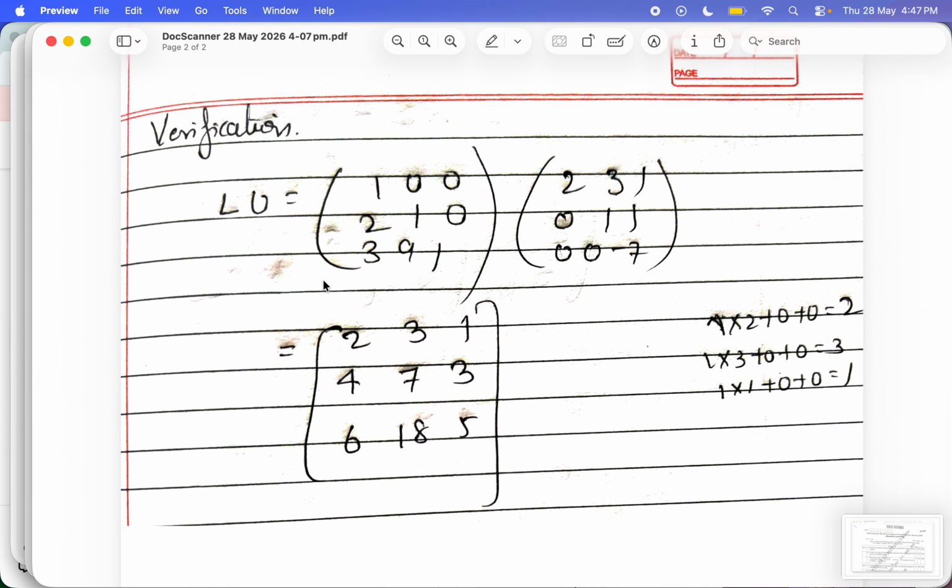So you have to solve the verification also in the problem. The same LU problem with a different method is being solved and will be uploaded in the next video.